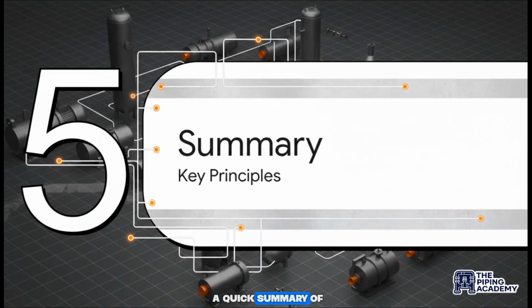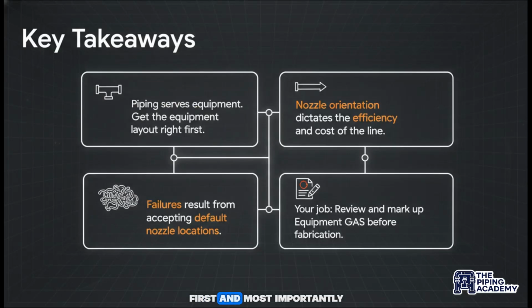All right, let's just do a quick summary of the key principles we've covered today about this whole idea of equipment-driven layout. First, and most importantly, piping serves the equipment. You can't fix a bad equipment layout with good piping. The equipment has to be right first. Second, nozzle orientation dictates everything. The efficiency of the line, the cost, the pressure drop. A nozzle facing the pipe rack saves elbows, saves money, saves energy. Third, all those common failures like the spaghetti effect, they're almost always the result of just blindly accepting default nozzle locations without checking. And finally, your responsibility, your duty, is to review and mark up those equipment GA drawings to request the changes that the piping layout needs to be successful.